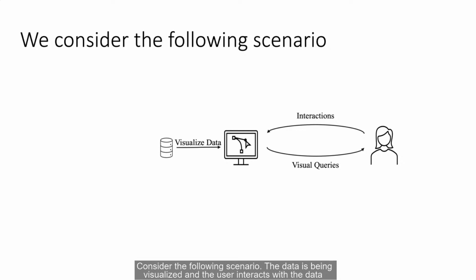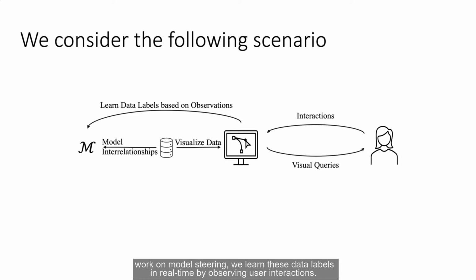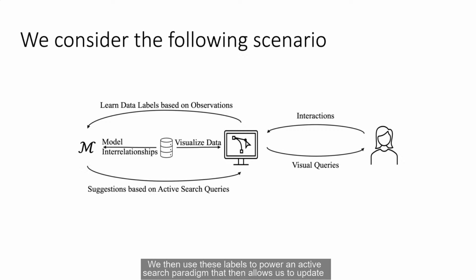Consider the following scenario. The data is being visualized, and the user interacts with the data through visual queries and whatever interaction modalities are afforded by the design. We assume that we can model the underlying relationships in the data, and similar to prior work on model steering, we learn these data labels in real time by observing user interactions. We then use these labels to power an active search paradigm that allows us to update the visualization with suggestions that we believe might be relevant to the user's task.